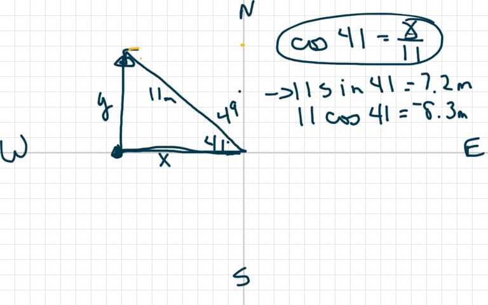Okay, so that's your x and y components. This is your y, 7.2 meters, and your x is negative 8.3 meters, since we're going to the west.